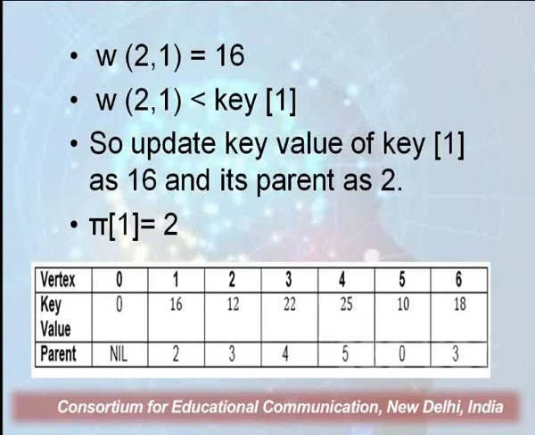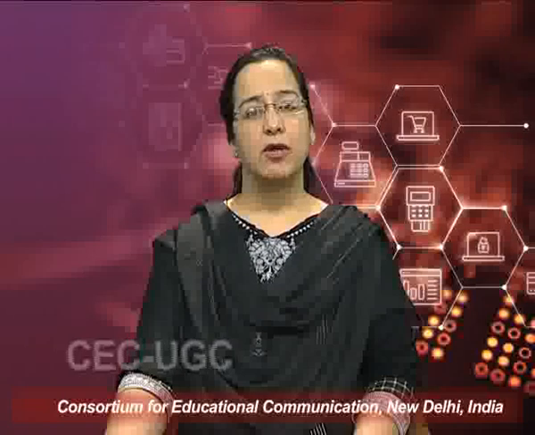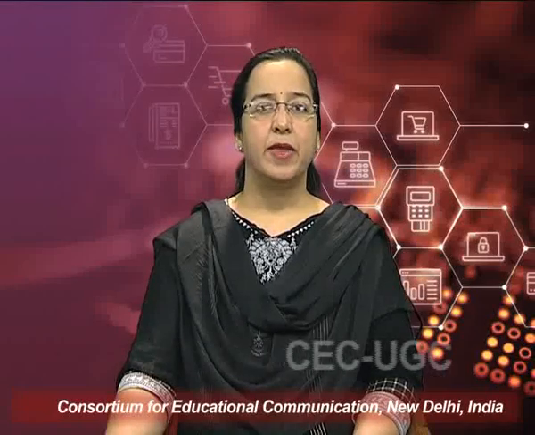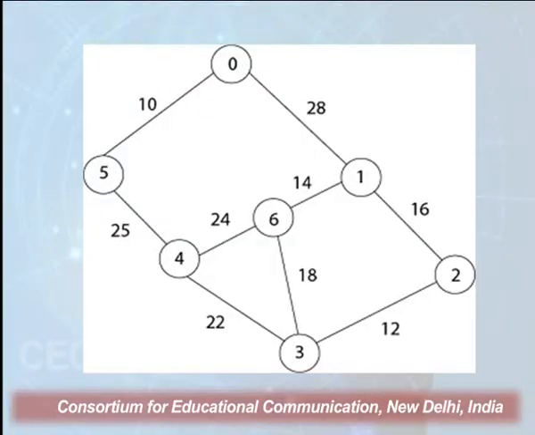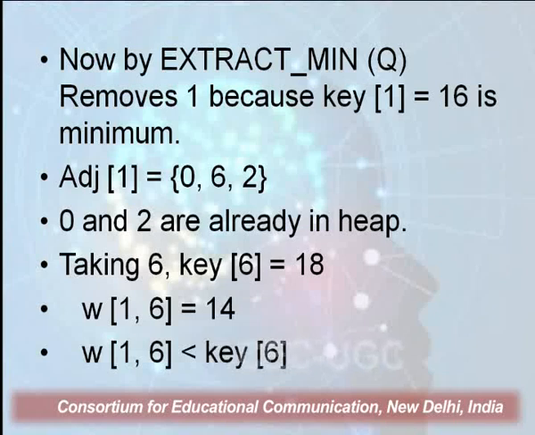So the parent of 1 has been updated as 2 and the key value of 1 has been updated as its weight from the parent, which is 16. Now, looking at the graph, we can check how many edges we have included and how many vertices we have covered. Then again, if we call extract min, it is going to remove 1 because key of 1 is 16 and that is minimum. Looking at the adjacency list, it is 0, 6 and 2. 0 and 2 are already in the heap.